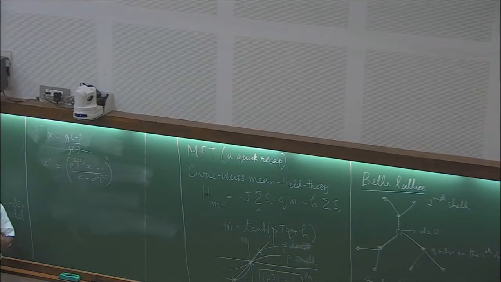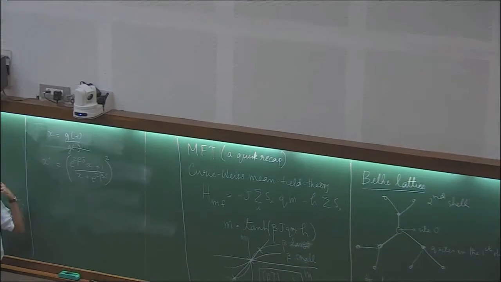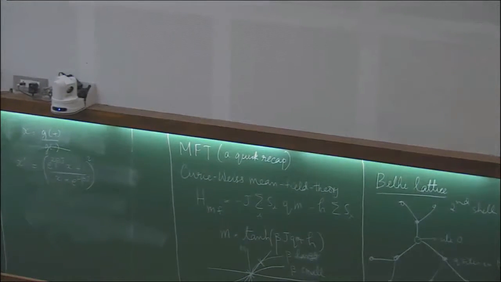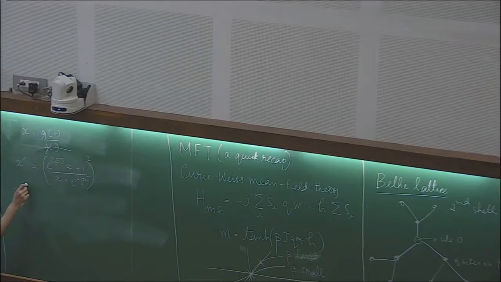Now I start with one shell. I keep on iterating this backwards, x prime. I keep on going further and further inside, and I ask, at which point will I lose memory of my surface? It is when I don't care what my initial conditions were. I look at the fixed points of this equation. So this is x prime equals f of x, and the fixed point is x star.